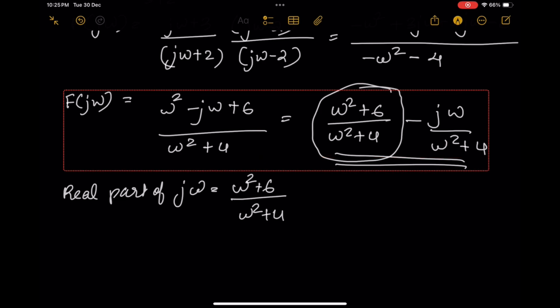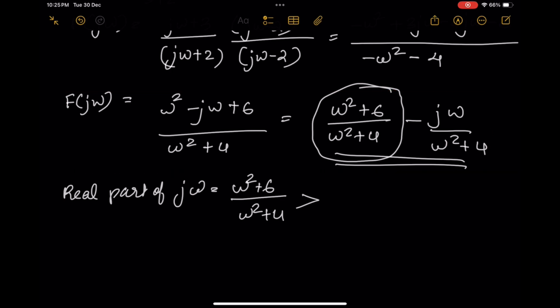Now assume giving a positive value to omega. If I give 1 to omega, omega square will be 1, so it will be 7 by 5. And imagine giving a negative number to omega, like minus 1, minus 2 or minus 3. Then the answer will also be positive. So whichever value we give to omega, the answer will always be positive, that is greater than or equal to 0.